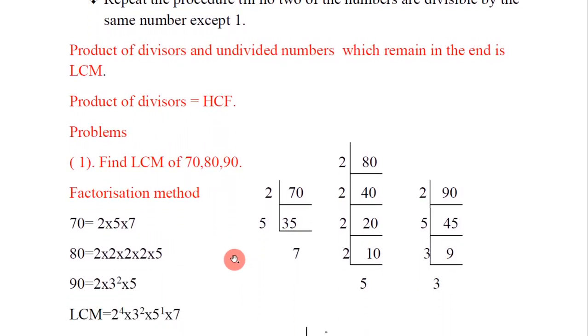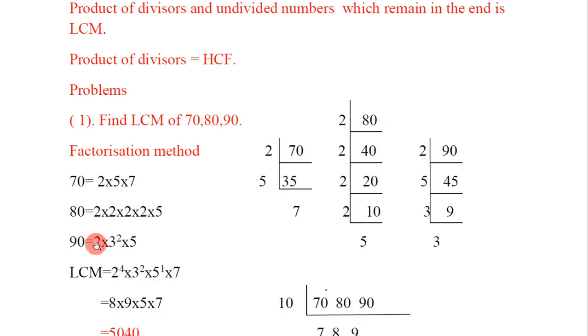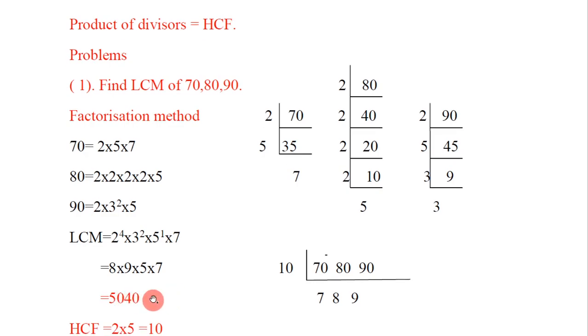So LCM is the product of highest powers of factors. So start from 2 power. 2 power highest one is 2 power 4 which is present in 80. So 2 power 4. Then 3 power 0, 3 power 0, 3 power 2. Among them highest is 3 power 2. Then come to 5 power. 5 power 1 here, 5 power 1 here, 5 power 1 here. So it is 5 power 1. Then come to 7 power. 7 power 1, 7 power 0, 7 power 0. So 7 power 1 is the highest. So their product is the LCM, which simplifies to 5040.